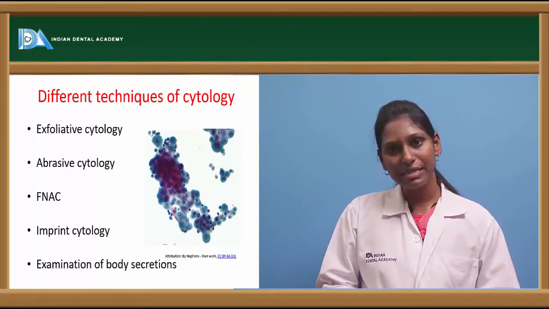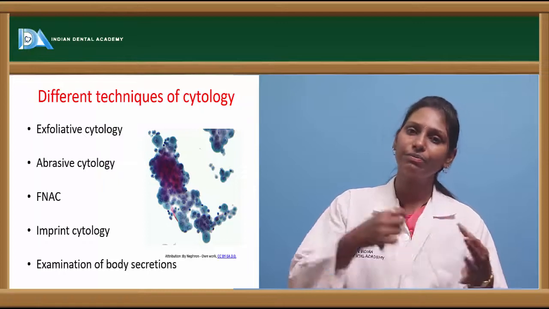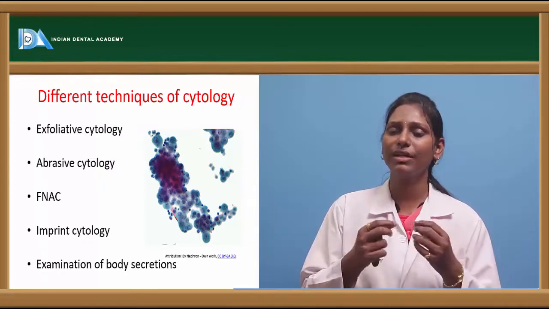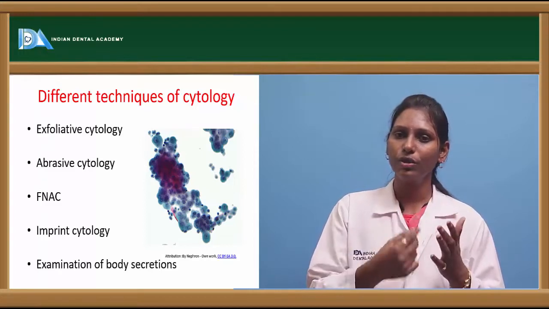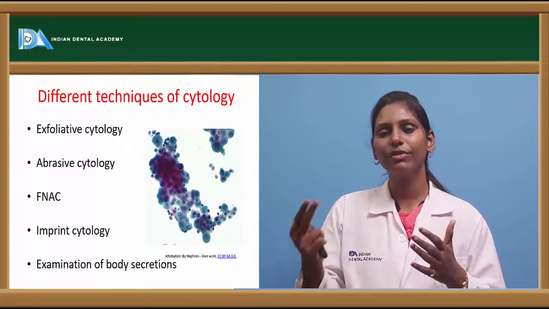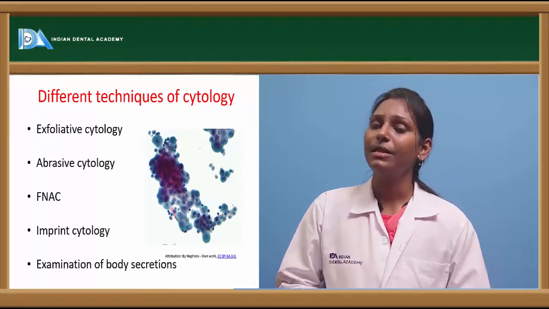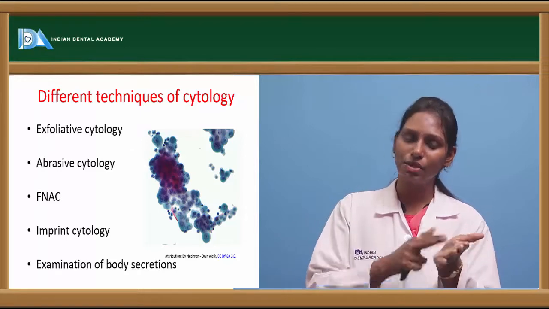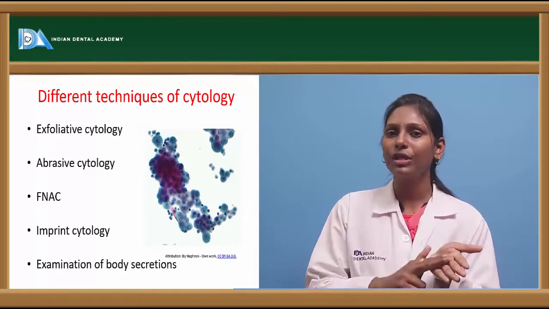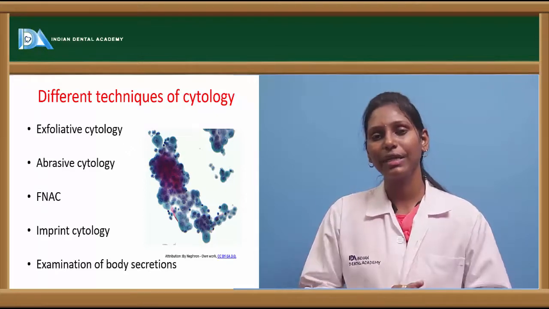And then we have FNAC again, as I told you. In case of solid tumors, when we do an aspiration, we get a few cells, and these cells are kept on the slide and then read for proper histopathological evaluation. And then imprint cytology is nothing but the tissue specimen is cut in half and pressed on a glass slide, and this glass slide is studied for those exfoliated cells.